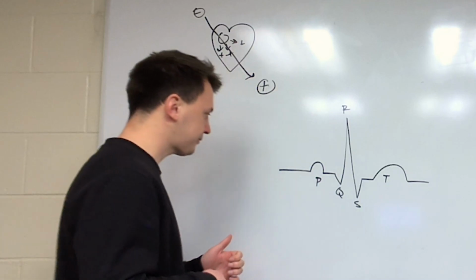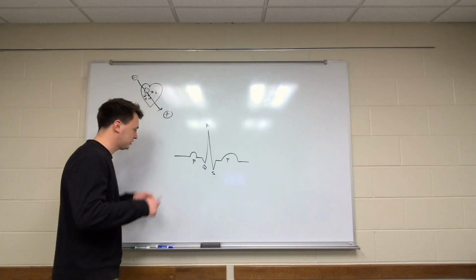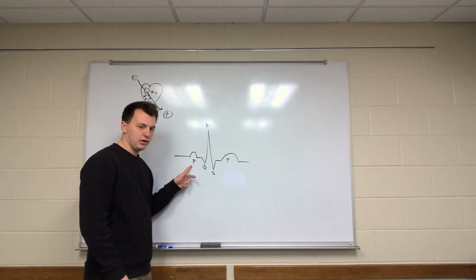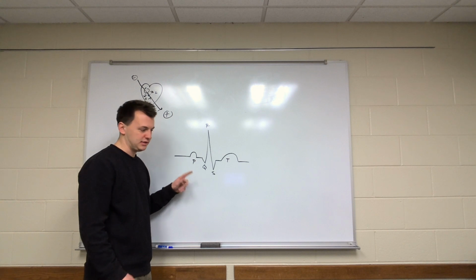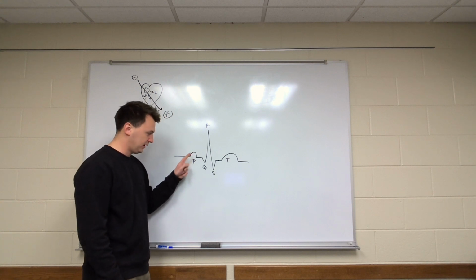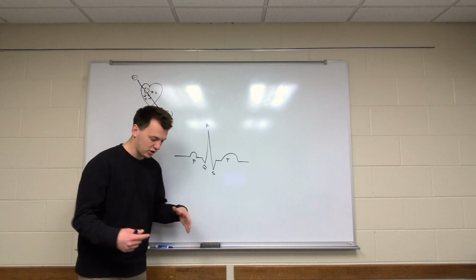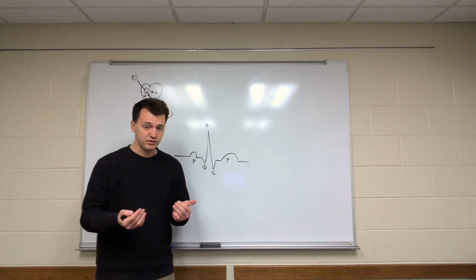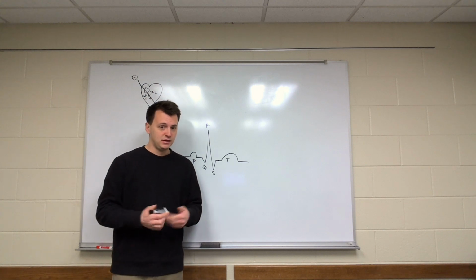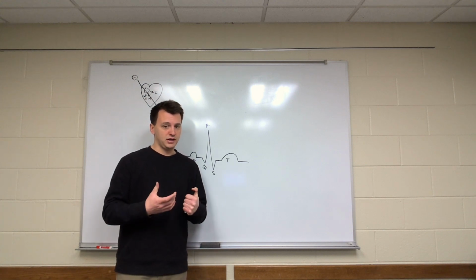Let's just go right into it. The P wave is atrial depolarization. The atria is contracting, and it's depolarizing. It's gaining charge, obviously. And because of that charge, remember in my past videos with muscle contraction, calcium floods in. As calcium floods in, the heart can keep going.